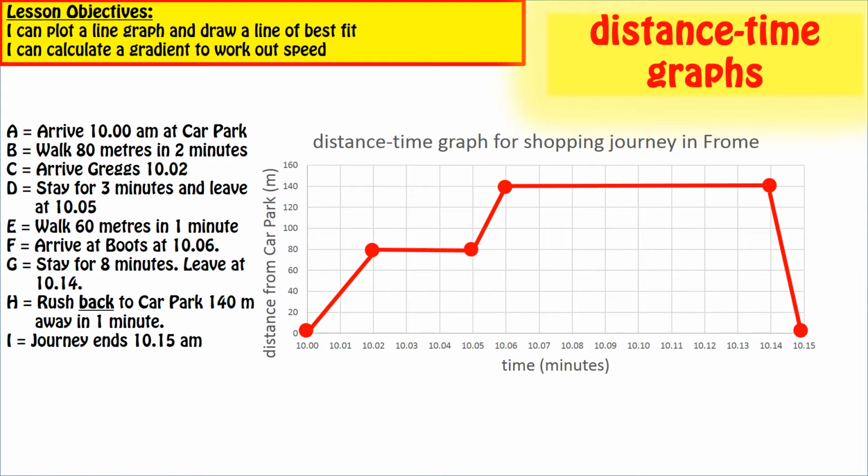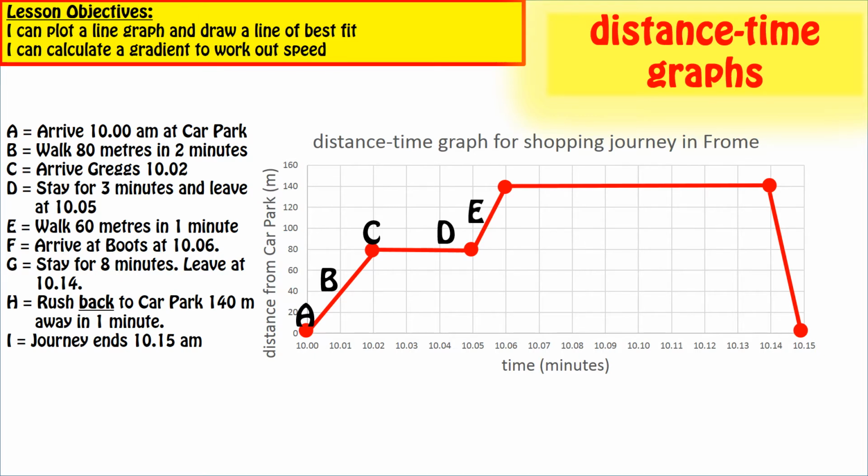So if we were going to put those letters on the graph lines, wonder where they would go. Well, A is right there because that's the time we arrived at the car park. B, this line, this incline, this line going upwards, shows that we're walking 80 metres in 2 minutes. And C shows the time we actually arrive at Greggs, so 10:02. D shows that we're staying there for 3 minutes and that we're leaving at 10:05.